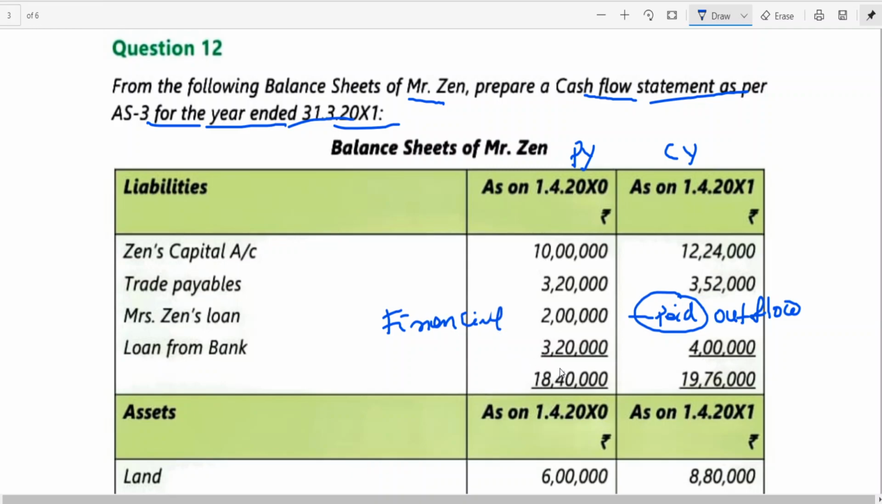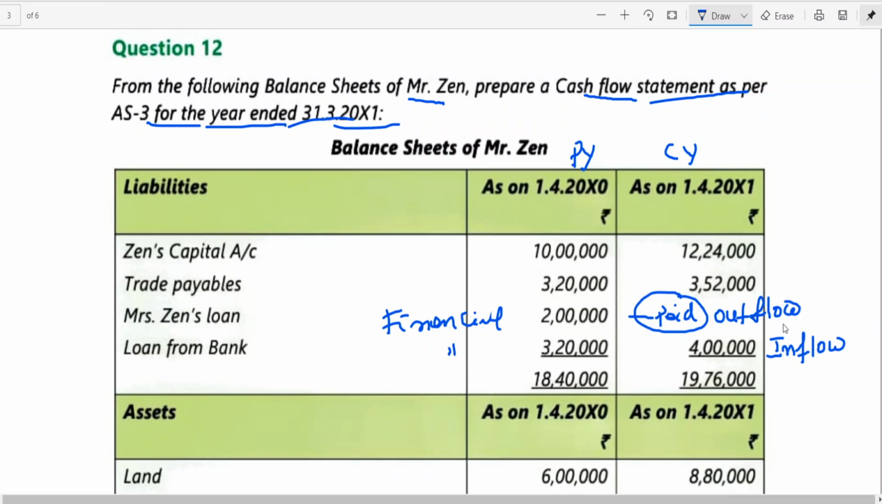Now loan from bank. If you don't have any other information, loan from bank 3 lakh has gone up to 4 lakhs, which means the loan has been taken for how much? 80,000. So I think the difference, if you don't have any adjustment, I think the loan has been taken. It is inflow. Inflow of how much? 80,000.